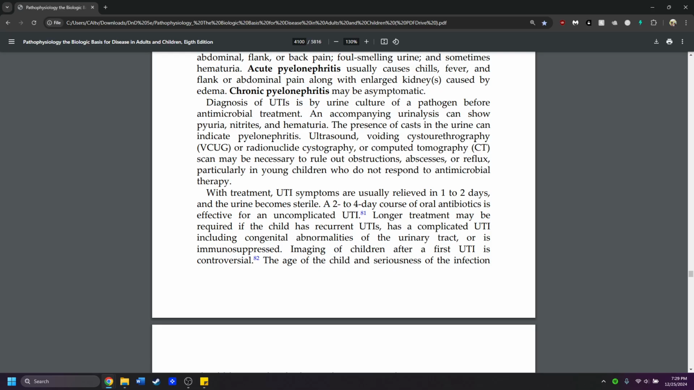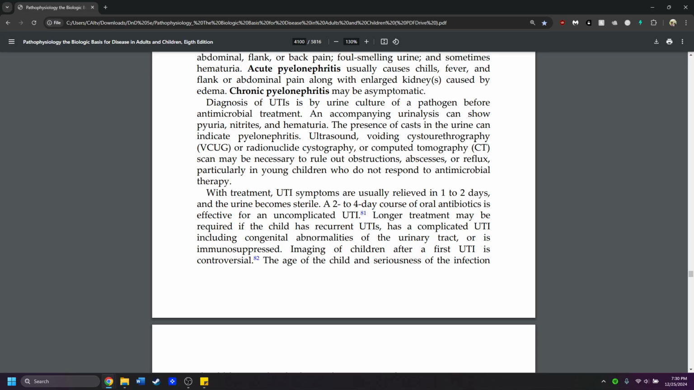Ultrasound, voiding cystourethrography, radionuclide cystography, or CT scan may be necessary to rule out obstruction, abscesses, or reflux, particularly in young children who do not respond to antimicrobial therapy.